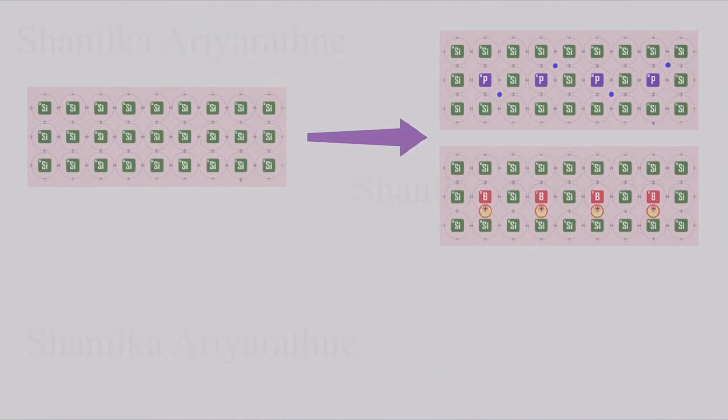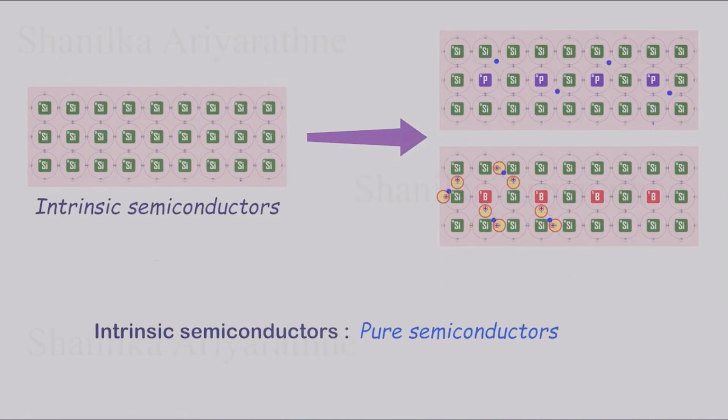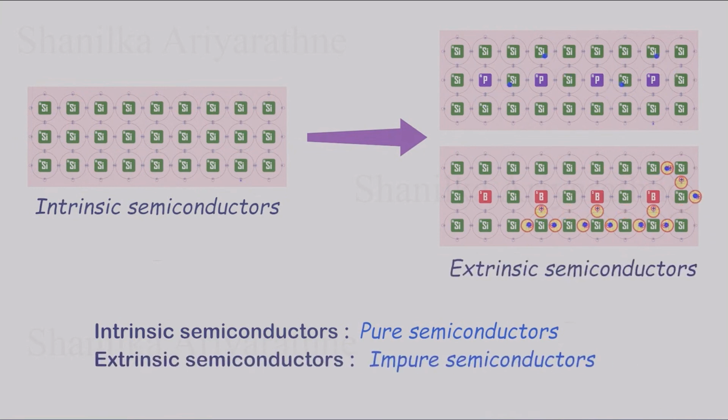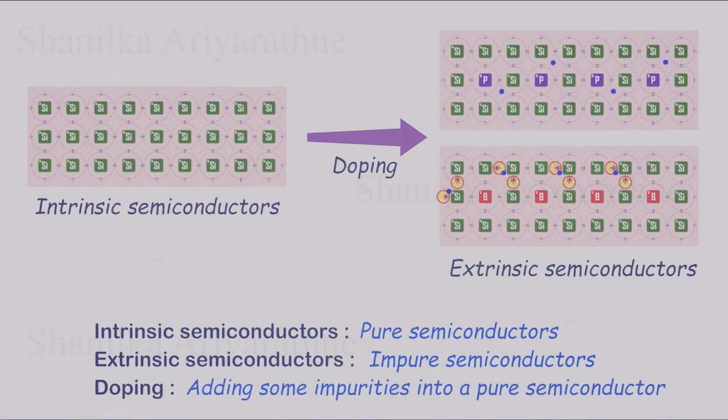Now, let's compare the types of semiconductors we've discussed. We start with a pure semiconductor crystal. This pure material is called an intrinsic semiconductor, and on its own, it conducts very poorly. When we deliberately add small amounts of specific atoms to increase its conductivity, the material becomes an extrinsic semiconductor. The process of adding these impurity atoms to an intrinsic semiconductor is called doping.